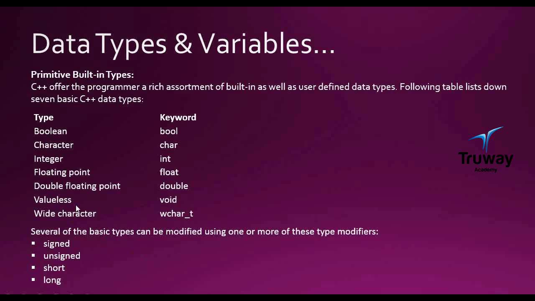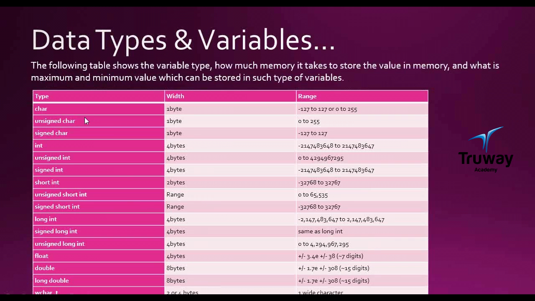All these types can have modifiers applied to them, which are given here, like signed. Signed indicates that, when applicable to a number especially, it can store negative also as well as positive. But when I say unsigned, it can store only positive numbers. Short is a modifier. Long is another modifier. These modifiers can be applied to all these predefined types.